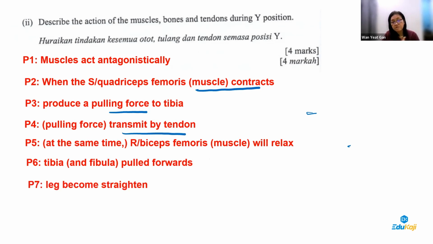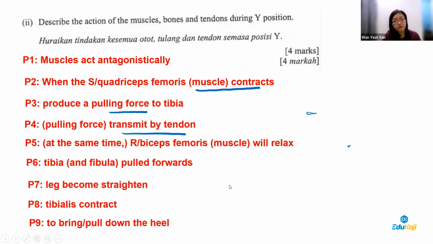So you must mention the muscles working in pairs antagonistically. Even if you cannot name the muscle, you can just say S or R as shown by the diagram. Tibialis is just below the biceps femoris. So anyway, if you don't know the muscle, you don't have to name it, to bring down the heel.